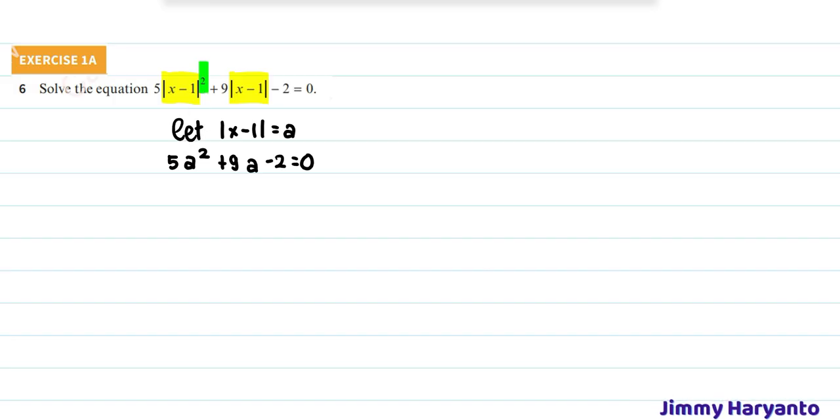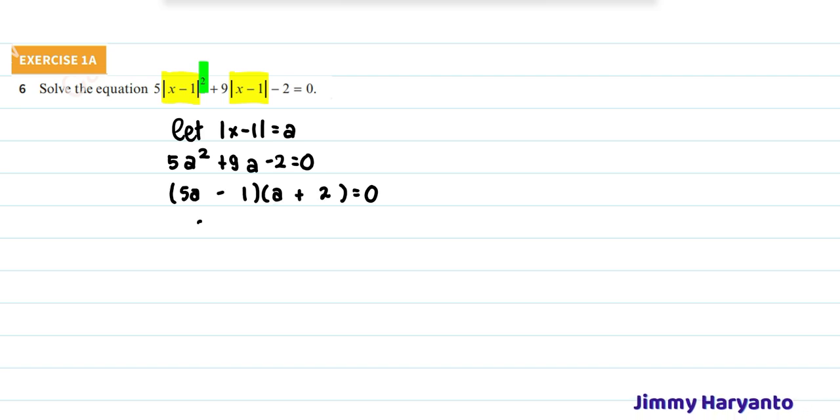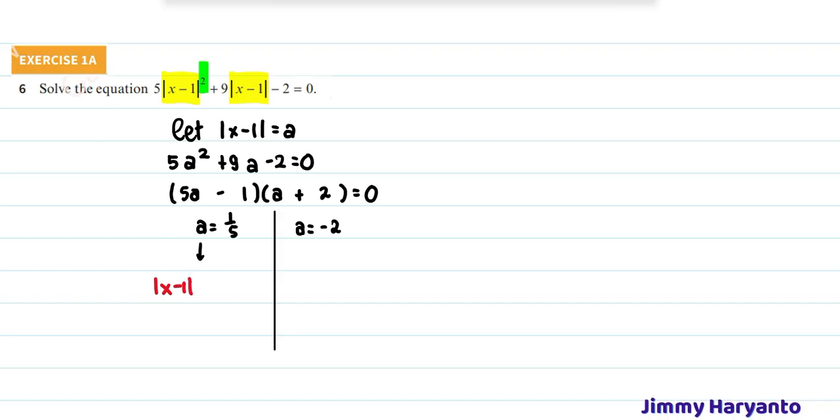That means right now we have a quadratic equation. We have to solve this one first. Maybe this one can be factorized: 5a and a, 2 and 1, positive negative, so a equals to 1 over 5, a equals to negative 2. For the first a, you will have to revert it back into the modulus function, like this, equals to 1 over 5, and then this one also modulus function of x minus 1 equals to negative 2.